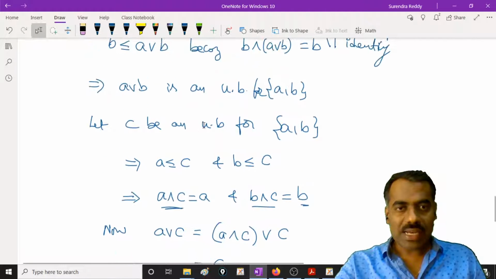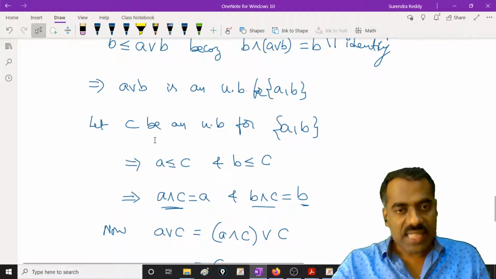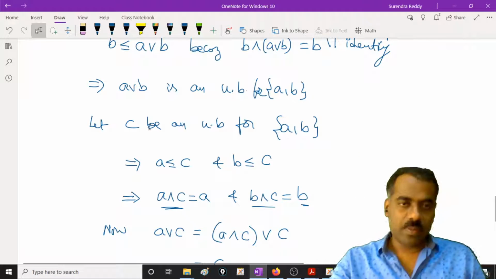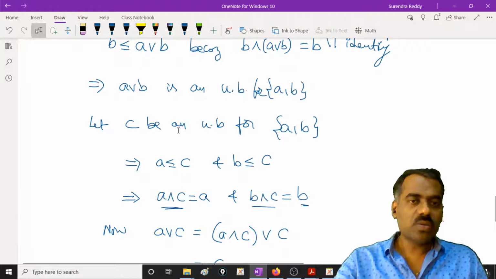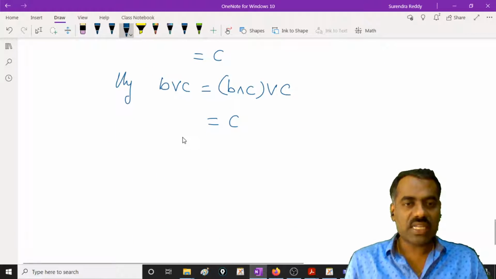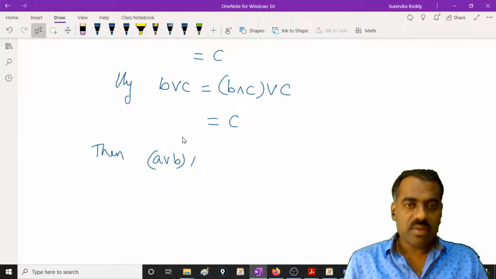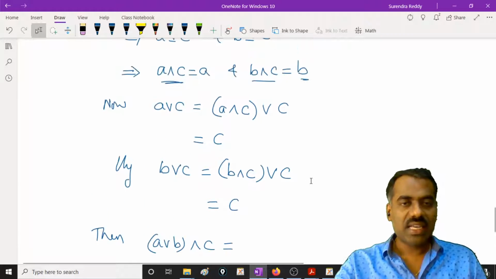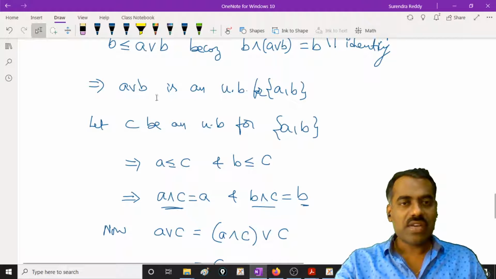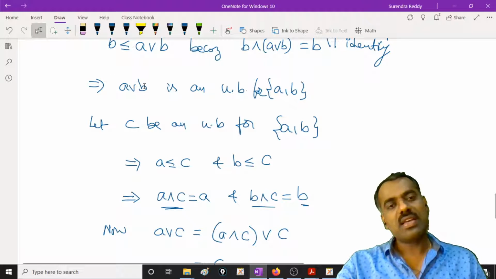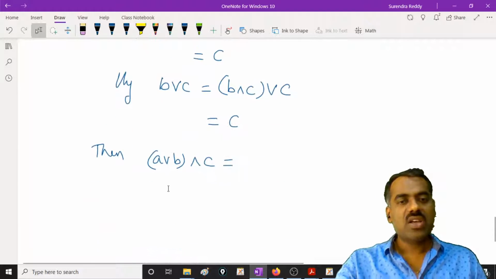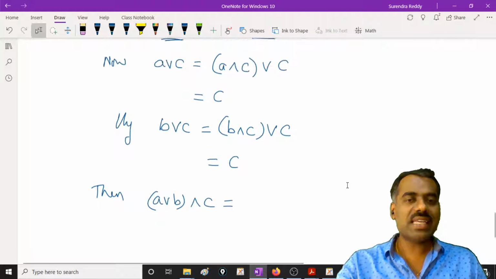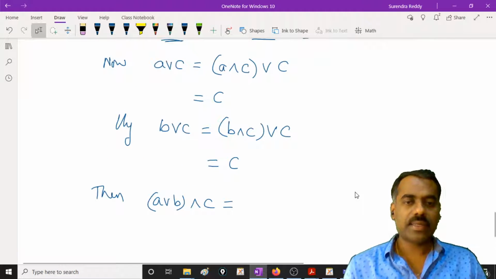We want to show that it is an upper bound. This is also an upper bound. We want to show that A join B is actually the least upper bound. So we will try to meet with these two, right? So A join B meet C. We want to simplify this. Somehow we have to get what? A join B will become the least upper bound if it is less than or equal to C, right? So when you simplify this, somehow we should get A join B only, right?